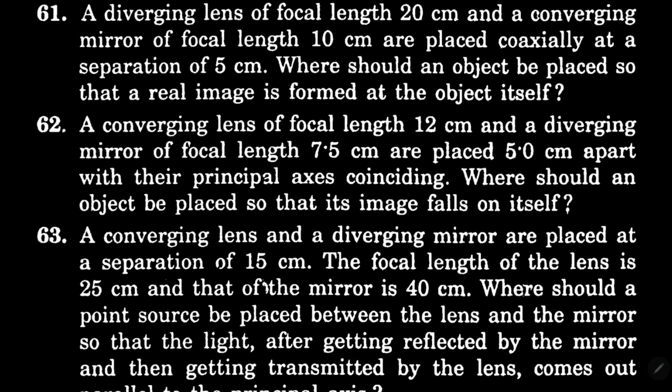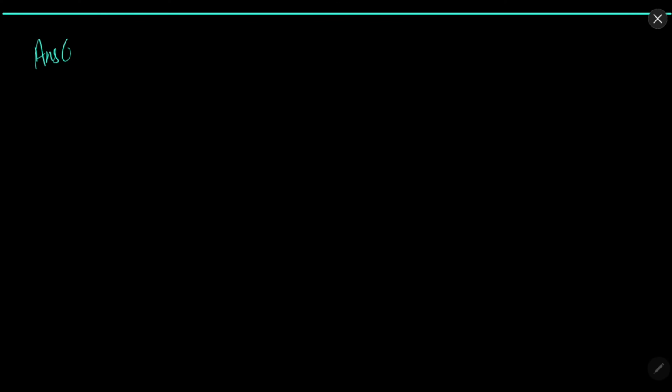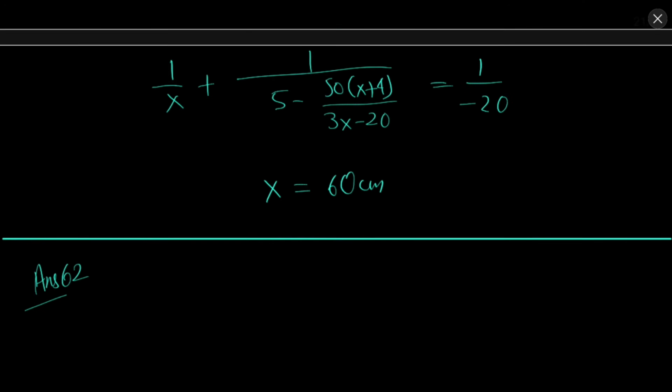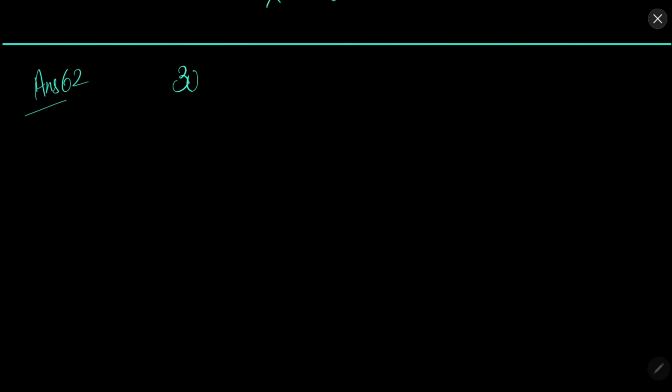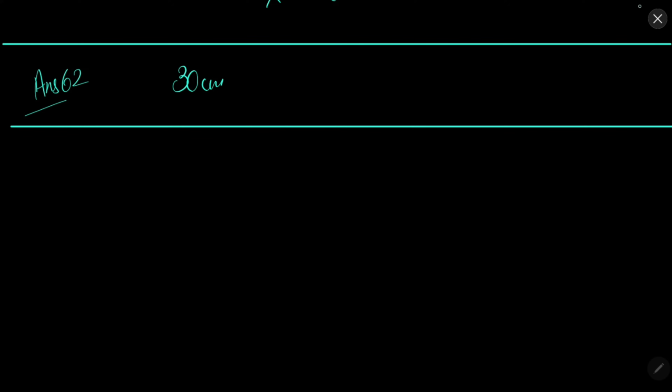In question 62, a converging lens is given. Where should an object be placed so that its image falls on itself? So this is quite simple. This question can be solved just like the above question, and when you solve this, you will find that the answer is 30 centimeters. It is just like the above question 61.